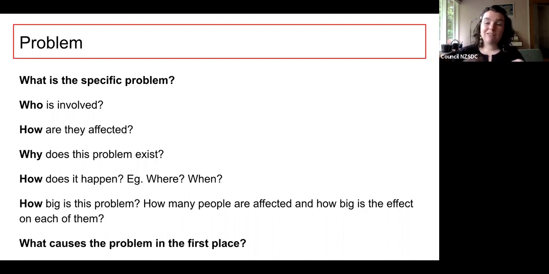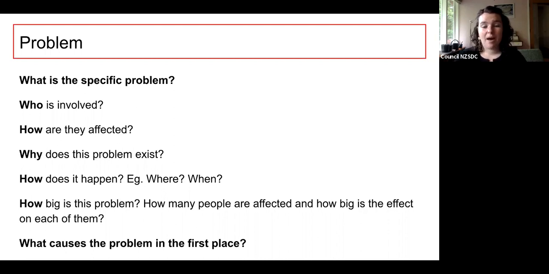Because if you don't understand why the problem exists, then sometimes it's hard to prove that you're going to actually solve the problem, because if that reason still exists and you don't solve that underlying reason, sometimes the problem can just reoccur. So why does the problem exist? Understanding that is about understanding how does it happen, where does it happen, when does it happen?